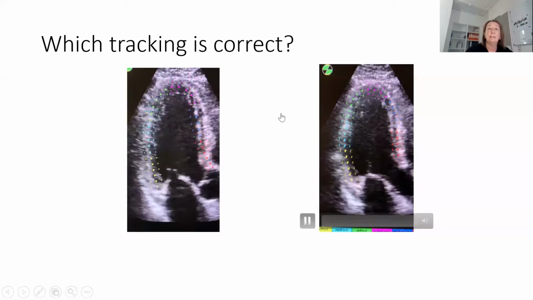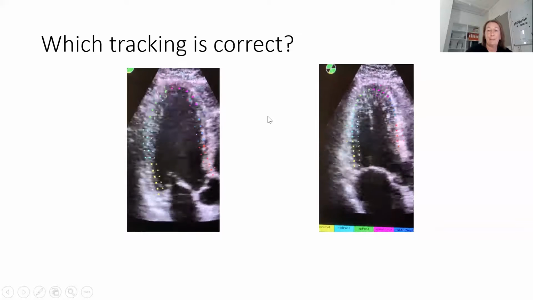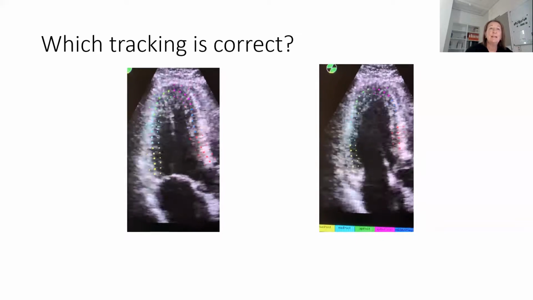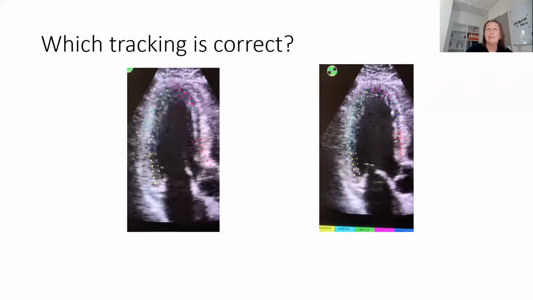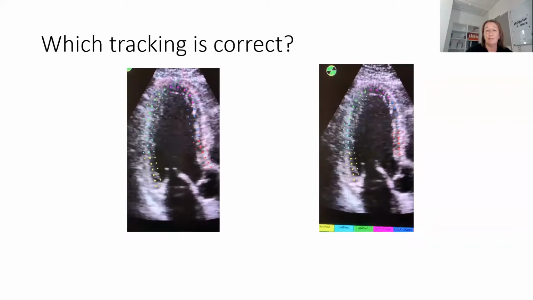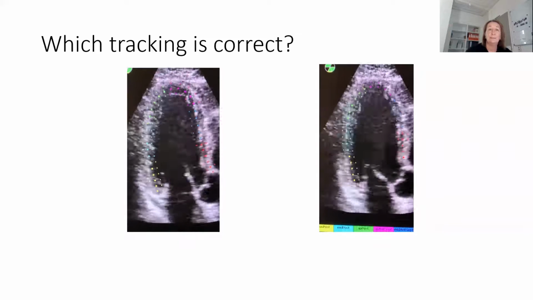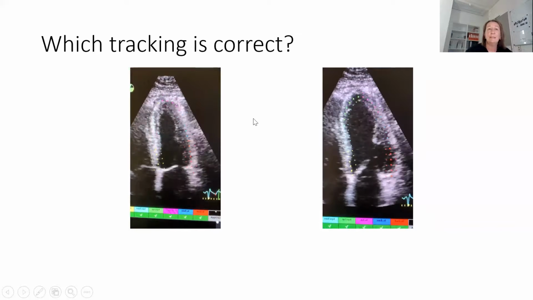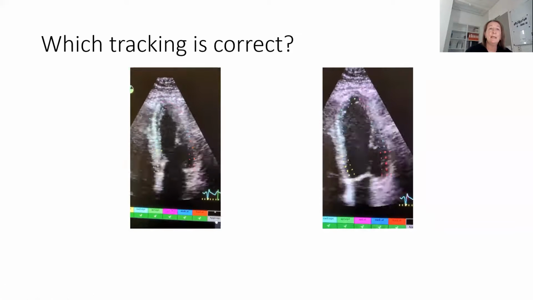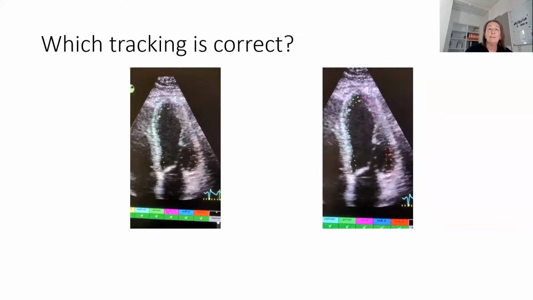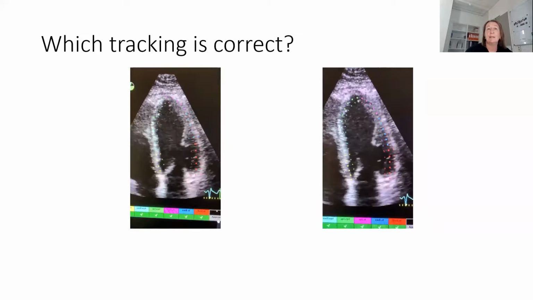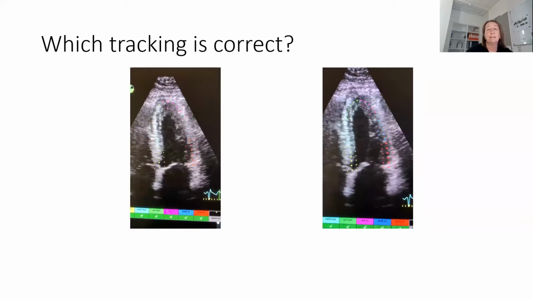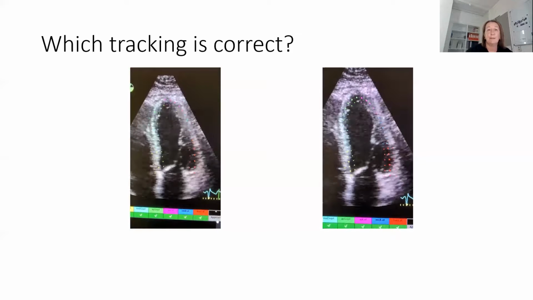And which one here do we think is incorrect? Of course, it's the first one. Tracking the anteroseptum into the left ventricular outflow tract will also give us a falsely low strain value. And this one is a little bit more difficult to see, but it's tracking too deep into the apex and tracking the pericardium. And it's a common problem when the apex isn't optimized, and it'll also underestimate the strain value.